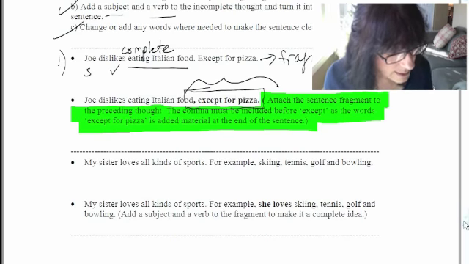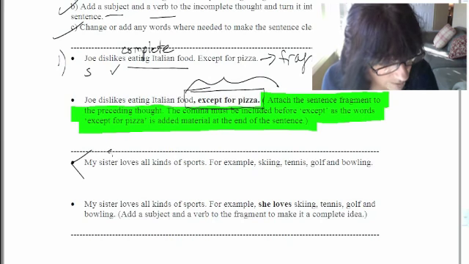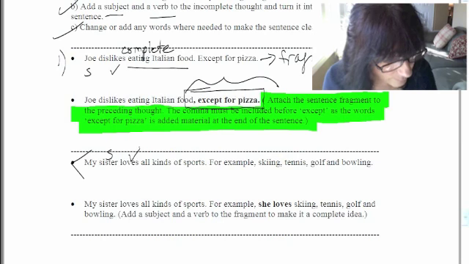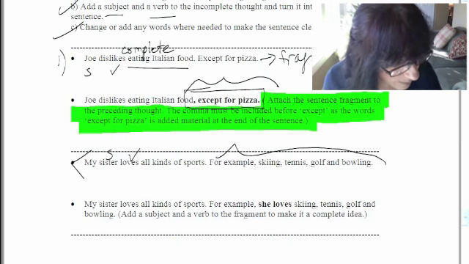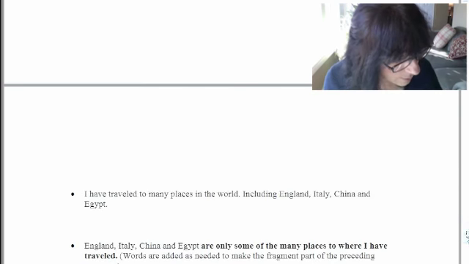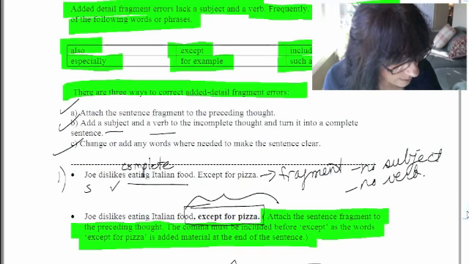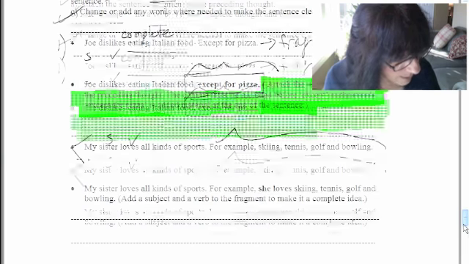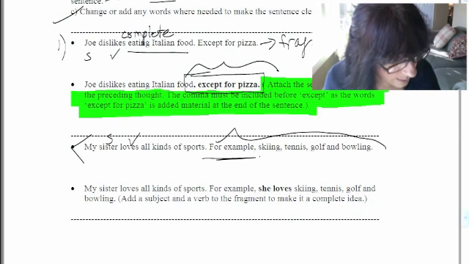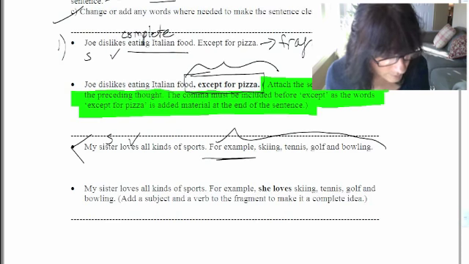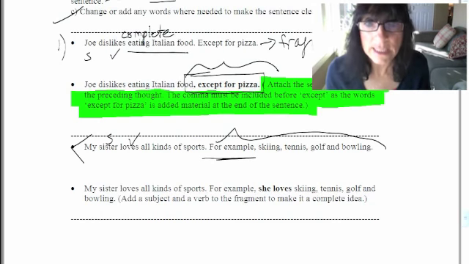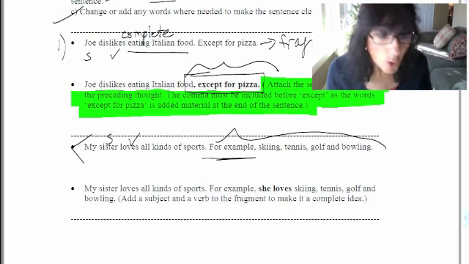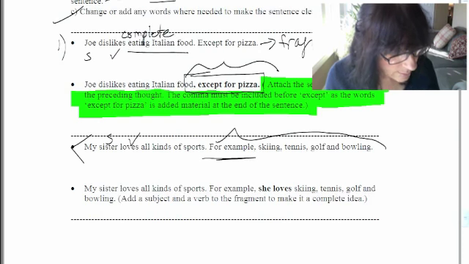Another example, my sister loves all kinds of sports, for example, skiing, tennis, golf, and bowling. This first part is correct. Sister is the subject, loves is the verb, and you know what she loves. This is the fragment. And again, we mentioned up here that these words, also, especially, except, for example, including, and such as, can often lead to fragments. Well, here's an example of it right here. For example, there's no subject and there's no verb. You can't use this subject, sister, for this sentence. It must be included. You have to write the words, my sister also likes. You have to include the subject in this fragment.